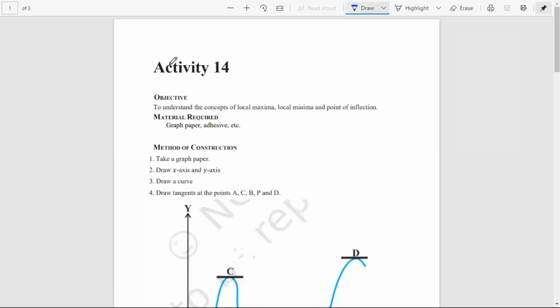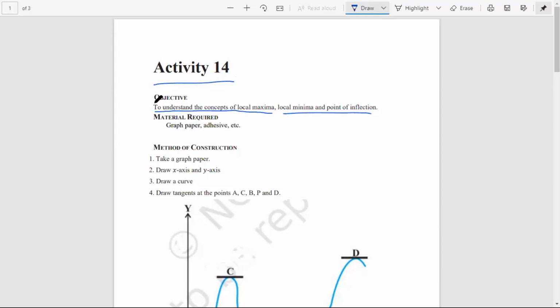So this is class 12 mathematics, maths practical activity 14. This activity 14 is based on your application of derivatives, your sixth chapter, which you have learned before integrals, right? You remember that? I guess it was not so tough. It was very easy, right? In that itself, you have learned local maxima, local minima, and point of inflection.